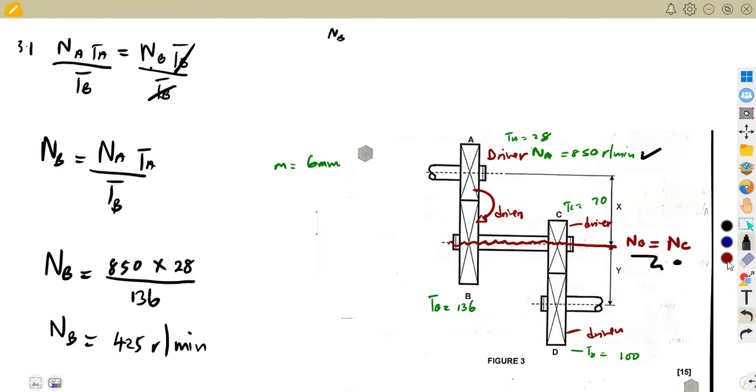Then our NC is the same as NB because they are mounted on the same shaft, on the same axis. So NC is equal to 425 revolutions per minute. We talked about this. All right. Then about D now. About D, this is what I was saying, that we are going to see.